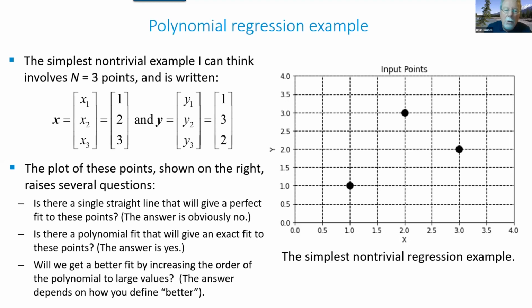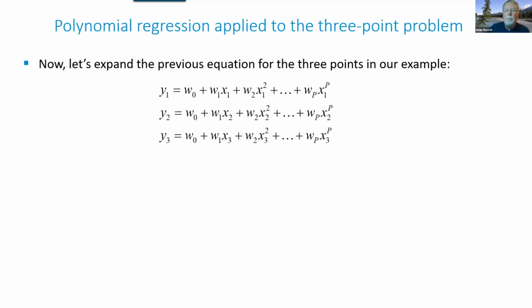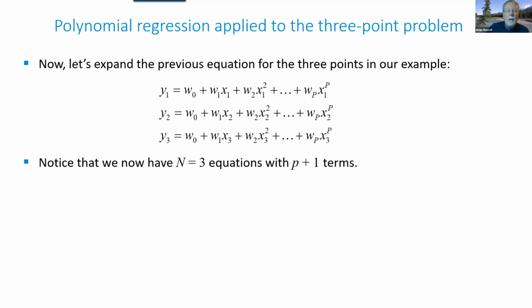And third, will we get a better fit by increasing the order of the polynomial to large values? The answer depends on how you define better. It might look better, but I'll show you there's a reason why it's not better. It overtrains if you use too many polynomial terms. So let's expand the previous equation in our example. So we've got 3 points, and each point is going to be W0 plus W1x plus W2x squared, and so on, and we go out to an order P. Now, notice we have 3 equations, but P plus 1 terms. So if P plus 1 is less than n, this is called the underdetermined case.